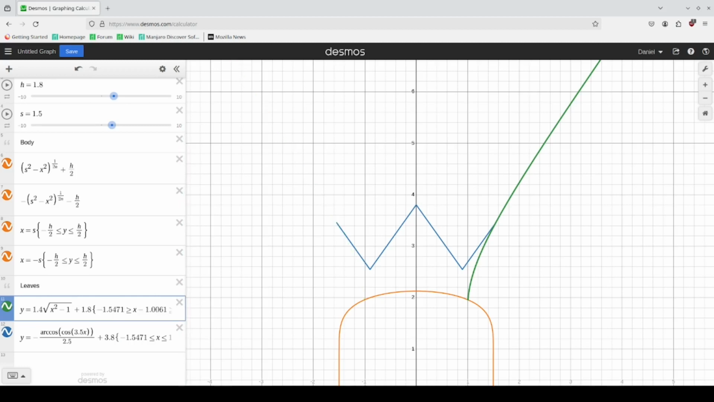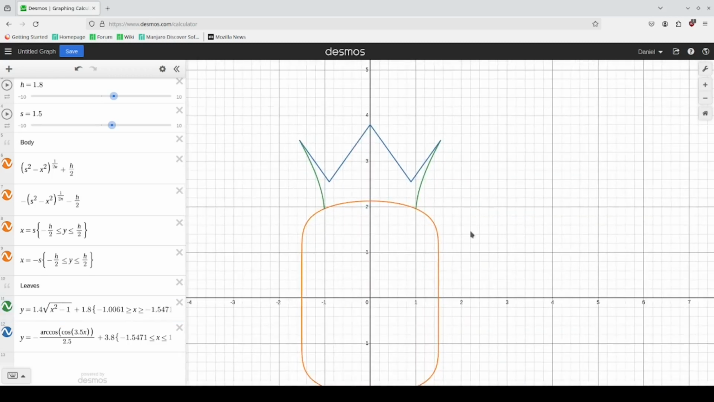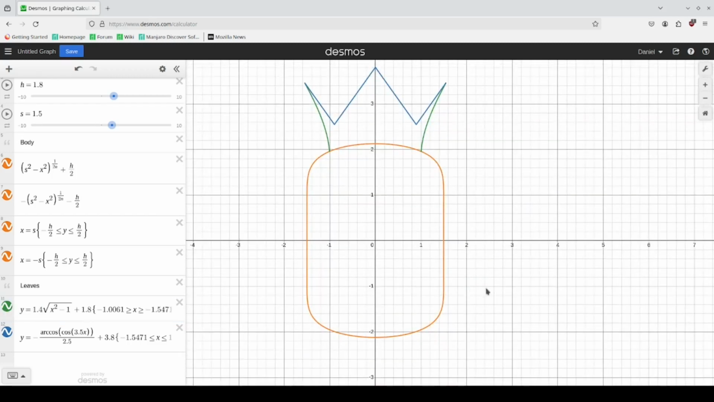So we want the negative value to end here, and for the positive value we're going to end that around here. And now all the lines that we have are in place.